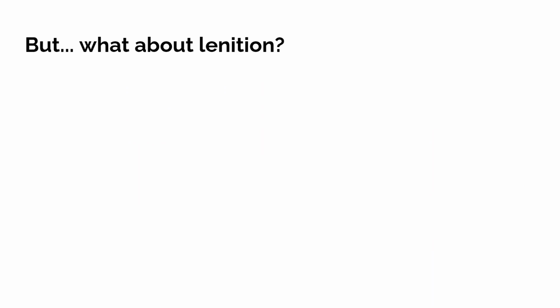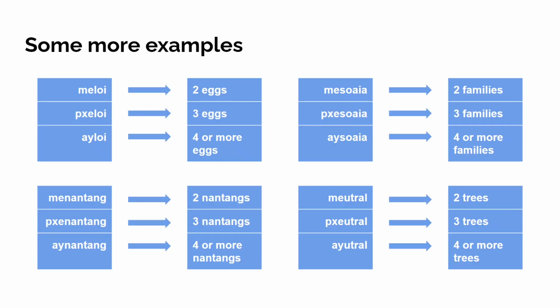But what about this lenition I told you about? Like, there was no sound change, right? The thing is, if we go back, we see that all the sounds these words start with are not on the list we had. So loi starts with an L, which is not on the list of sounds that change. Nantang starts with an N, also not on the list. Soaia starts with an S, and utral starts with a U. So that's not the problem here.